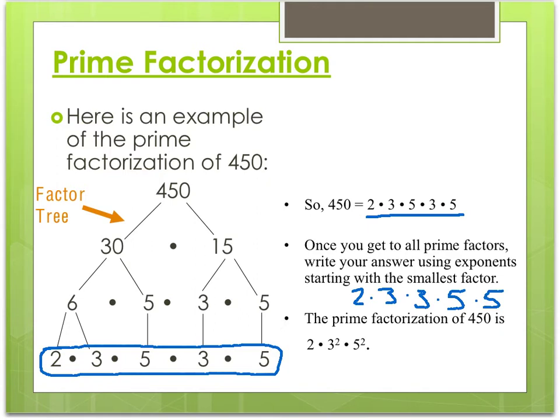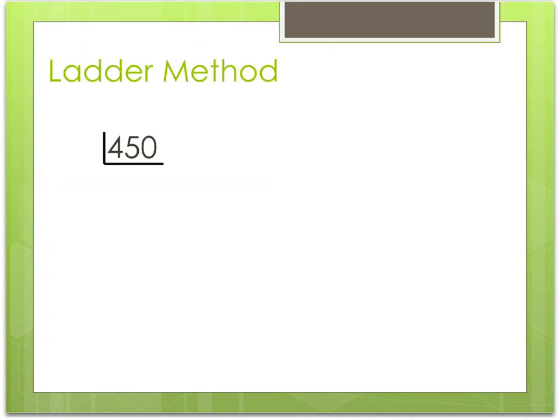And then I could write that even shorter by using exponents. So if I know 3 times 3, I know that is 3 to the second power. I know 5 times 5 is 5 to the second power. So the neatest way and quickest way to write the prime factorization of 450 would be 2 times 3 to the second power times 5 to the second power.